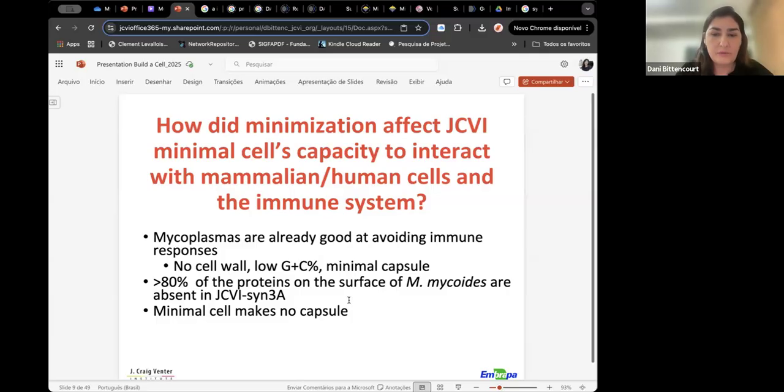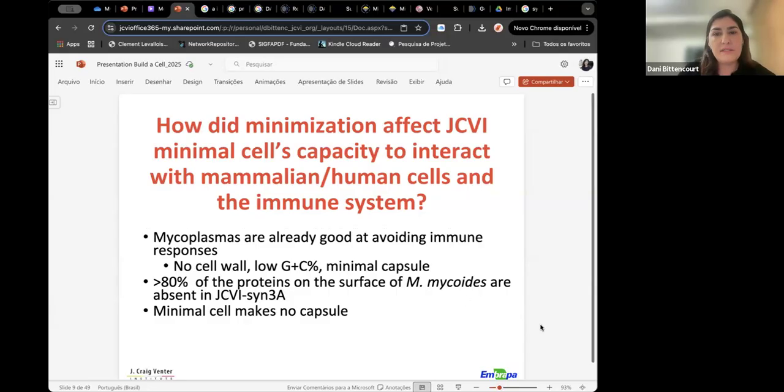And through evolution, the wild type Mycoplasma mycoides developed very good systems to avoid immune responses. There is no cell wall, low GC content, minimal capsule. So a lot of things that we know are capable of inducing an immunological response are not present in the minimal cell. There is no capsule, and 80% of the proteins on the surface of Mycoplasma mycoides are not present in the minimal cell. So what happened with this?